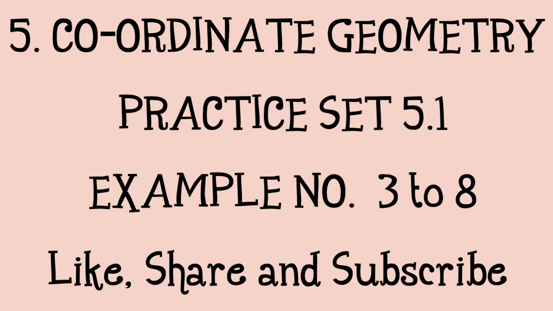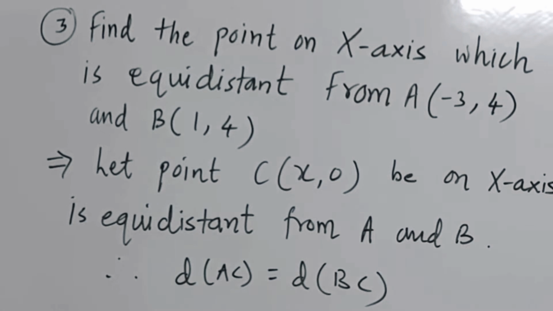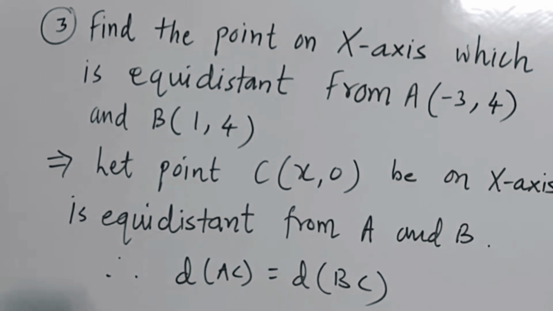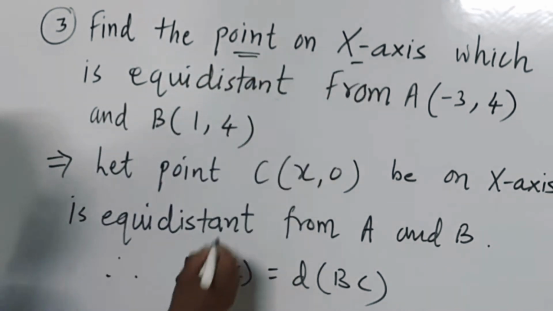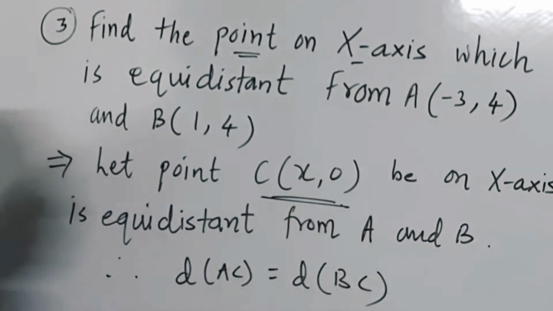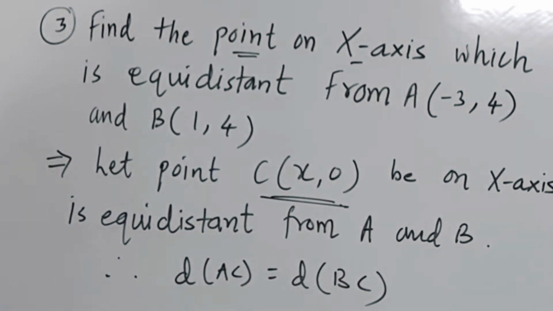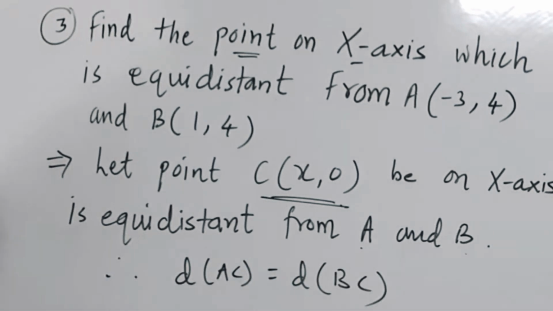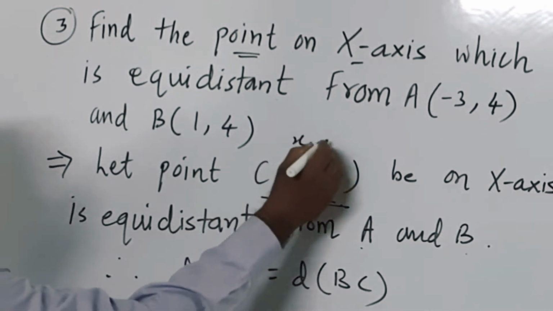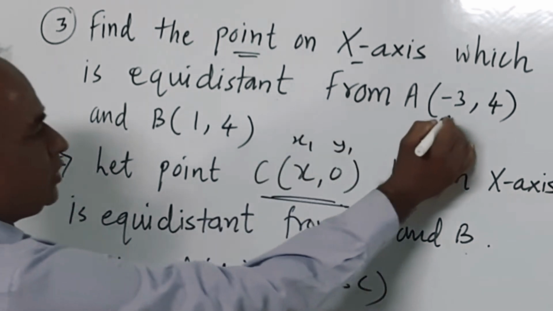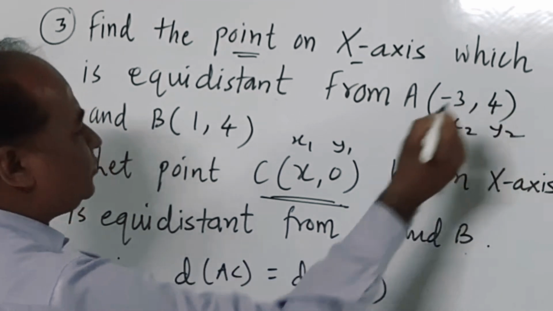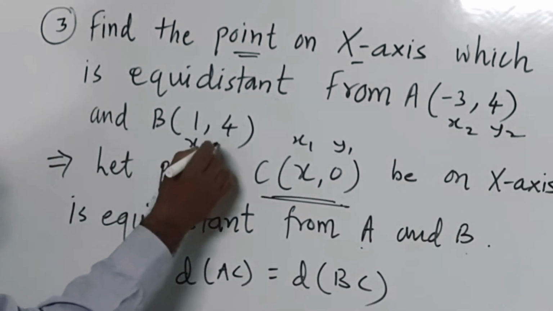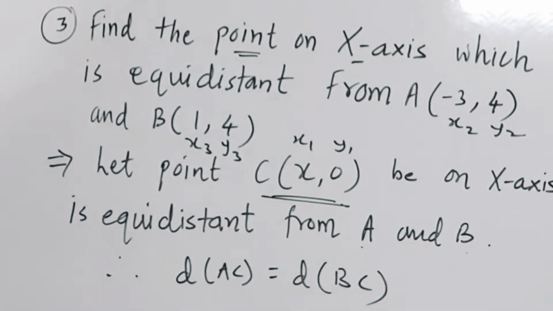Question number 3. Find the point on the x-axis which is equidistant from A(-3, 4) and B(1, 4). Let us assume the point on the x-axis is point C. Let point C be on the x-axis, equidistant from A and B. Let the coordinates of point C be (x1, y1), point A be (x2, y2) and B be (x3, y3).